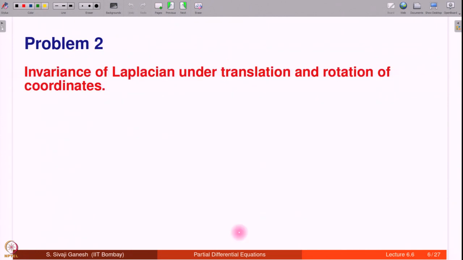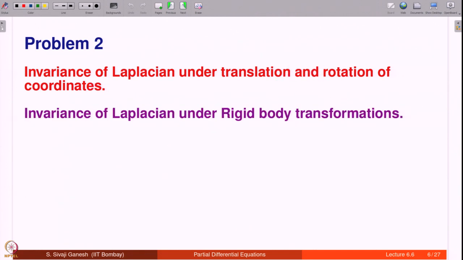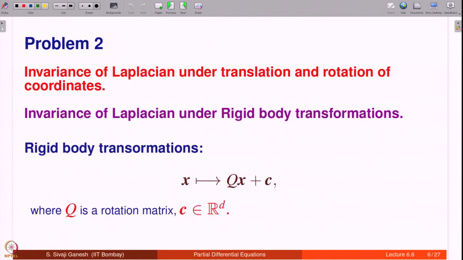So let us move on to problem 2, invariance of Laplacian under translation and rotation of coordinates. Invariance of Laplacian under rigid body transformations. What are rigid body transformations? These are the maps x going to qx plus c, where q is a rotation matrix and c is a fixed vector in Rd. In other words, first x goes to qx, that means it is rotated, and then you are translating the resultant with c. So that is the rigid body transformation.